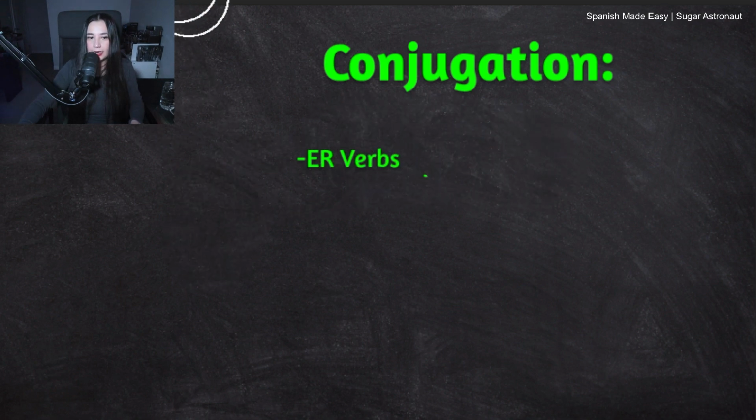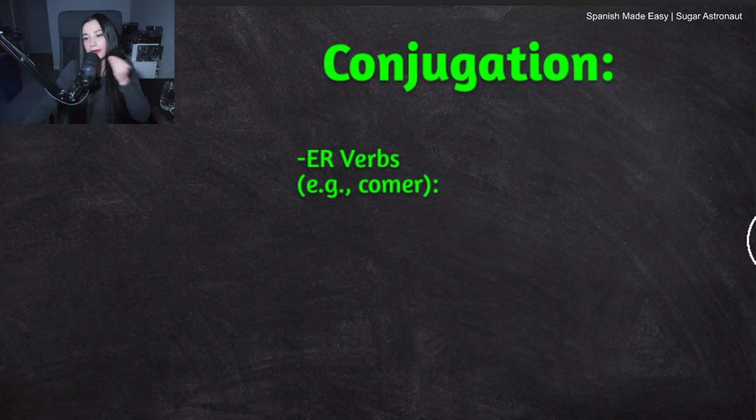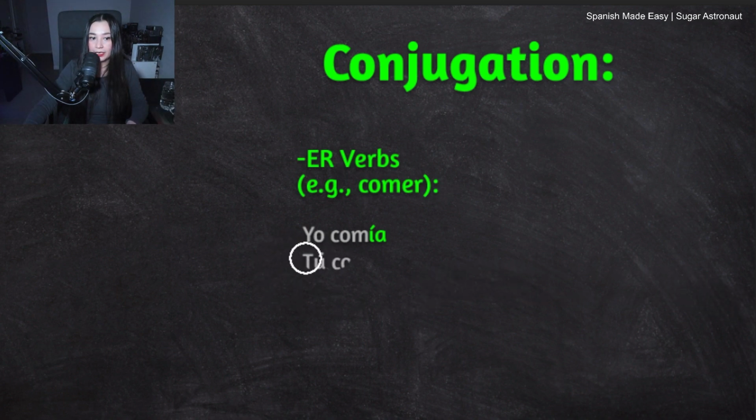Now, let's talk about the next group of verbs that end in ER. Okay? ER verbs. For example, comer. Comer means to eat. How do you conjugate this in the imperfect tense? Yo comía. Okay? Tú comías. Yo comía, by the way, means I was eating. Okay? I was eating. Tú comías, you were eating. Okay?